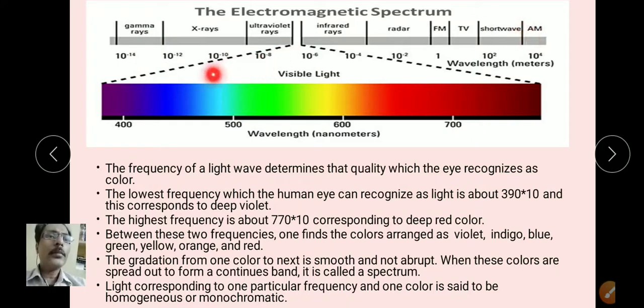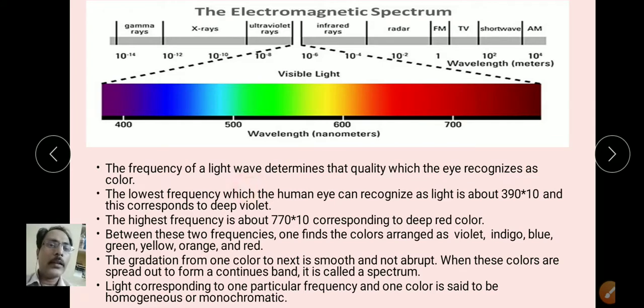Only this much frequency of light is going to be visible here. You can see it may be 300 nanometers to 770 nanometers. You can see the light. So the minimum wavelength of light which is visible is violet, deep violet, and the highest wavelength of light we can see is deep red.